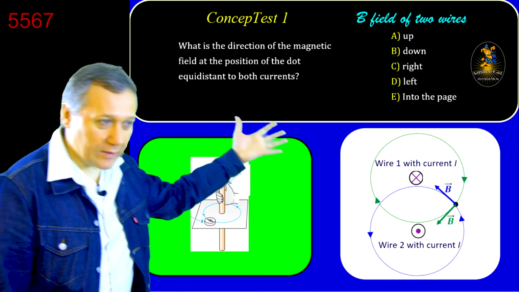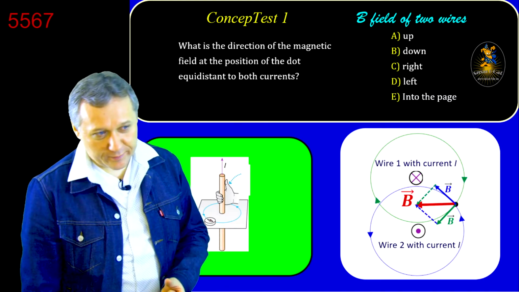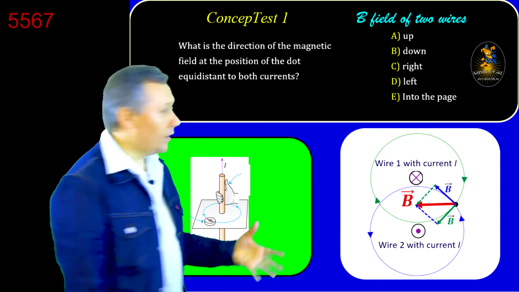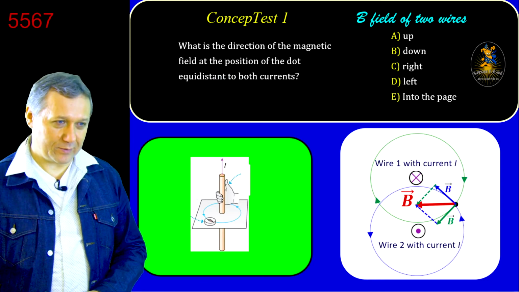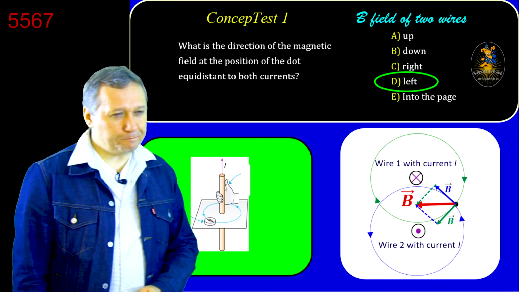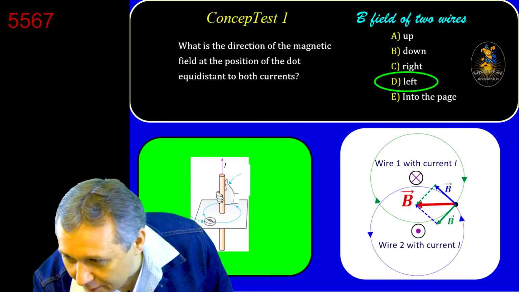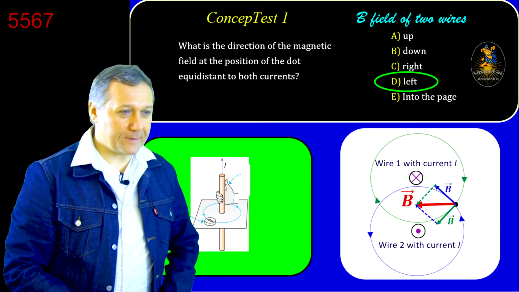So now if you add them up, you're going to get a pure horizontal direction. Net magnetic field is going to be to the left, right? To the left, right? That's the direction, right? So answer D. Let me check what you picked. Okay, great. You picked D, right?